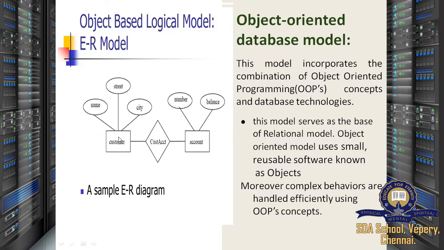Now take this diagram. Here we have customer. We can take customer as an entity. These are the attributes of this object. Take account as one of the entities. Number and balance are the attributes of account. But both these entities have a small difference. Can anyone say? Customer can be called a living entity. Account cannot be called a living entity. It's a non-living entity. So every object is referenced by its attributes. More complex behaviors are handled efficiently by object-based model.